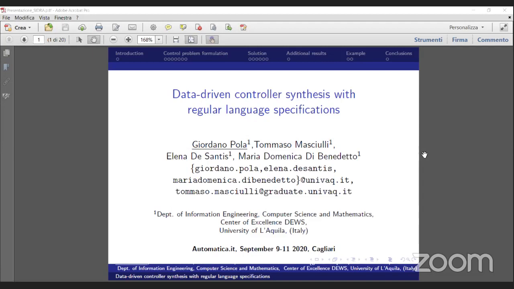Can you see the screen? Yes. Yes. Okay, thank you. So I'm trying to enlarge it, but my PC seems not working properly.